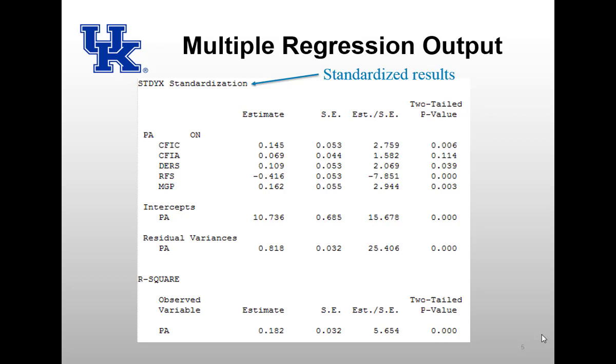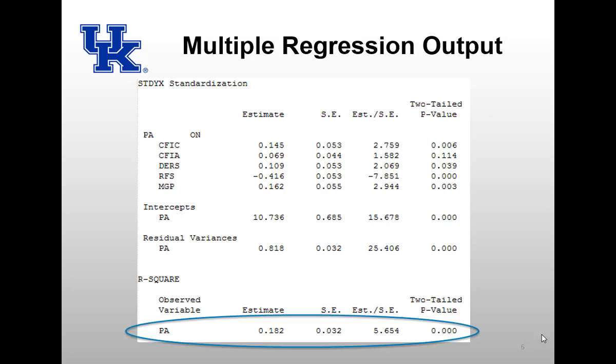So this is the observed multiple regression output. We're also going to show you 3 other different models, and we can compare these coefficients across those 3 models. The most important one is the R squared. This is sort of an omnibus test for the regression model. It tells us how much variability is explained by our predictors. We have 18.2% of the variability in PA explained in this model, and that's significant.